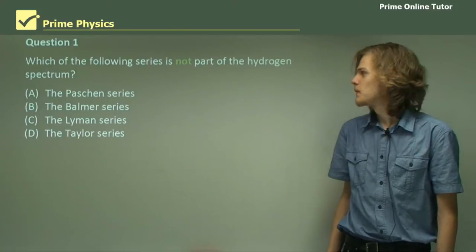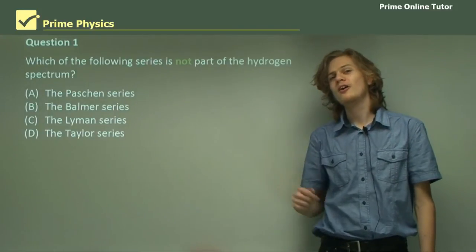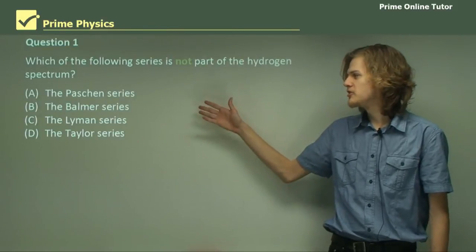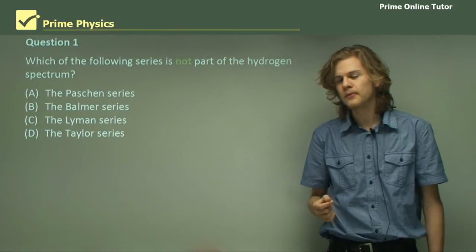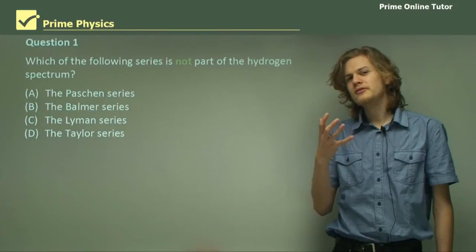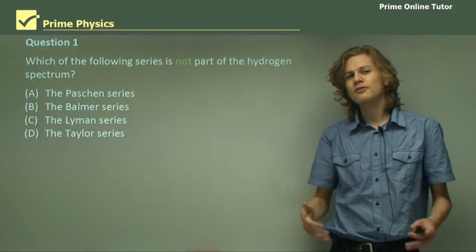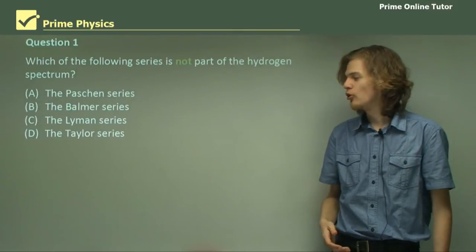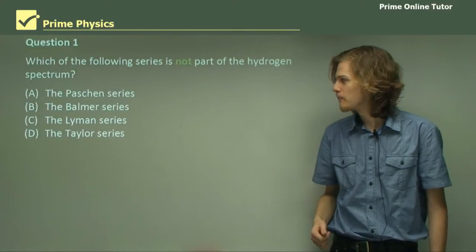Question 1. Which of the following series is not part of the hydrogen spectrum? We have a few options here: the Paschen series, Balmer series, Lyman series, and the Taylor series. So remember, the way that the series differ is by having a different nf in that equation that describes the wavelength, or a different final energy level.